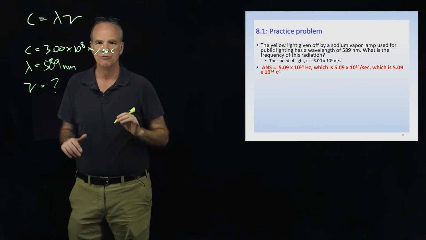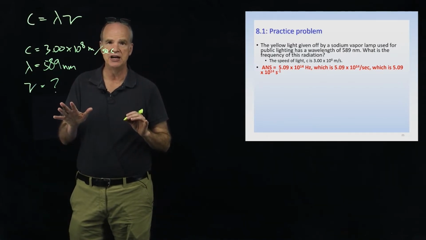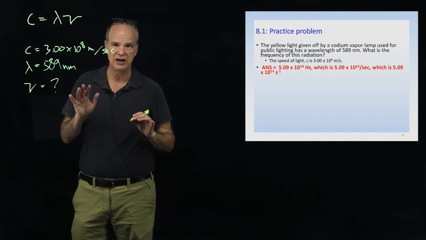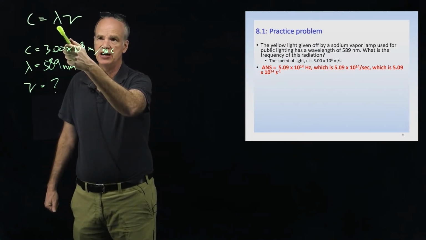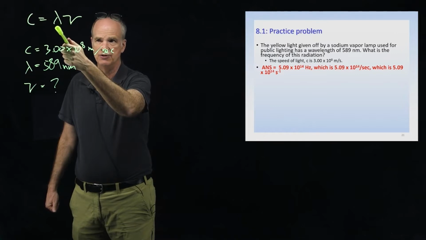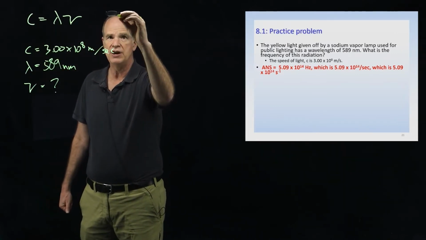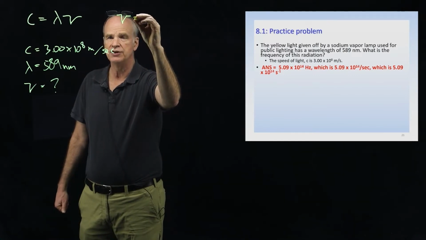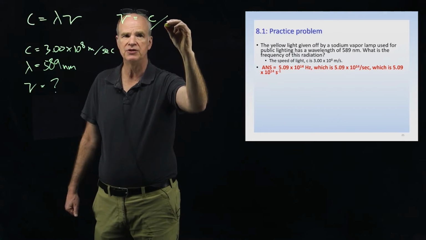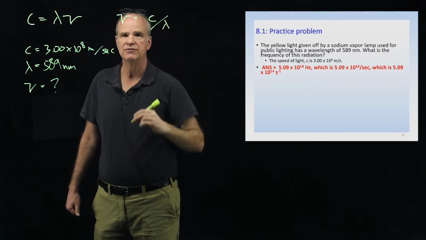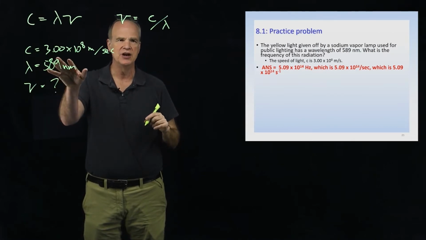Okay, so what I'm going to do for the next step is solve this equation for the variable we want to find, which is frequency. So if I move lambda onto the other side of the equal sign, here it's in the numerator. When it goes to the other side of the equal sign, it should go in the denominator. So the equivalent equation is frequency is equal to c, which is the speed of light, divided by wavelength.